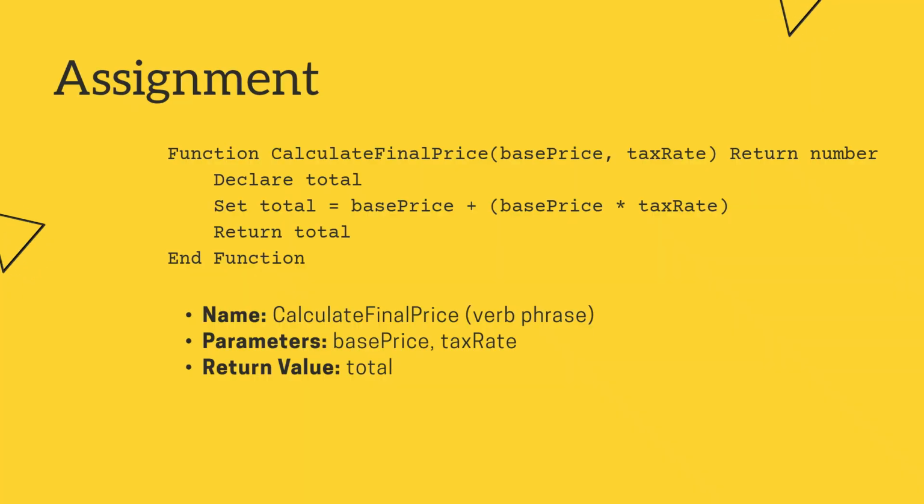Okay, so here's again the pseudocode for that. The name of it is going to be calculate final price. Again, that's a verb phrase that we use. The parameters are going to be base price and tax rate, and then the return value is going to be the total.